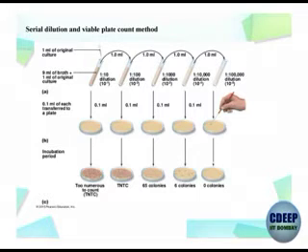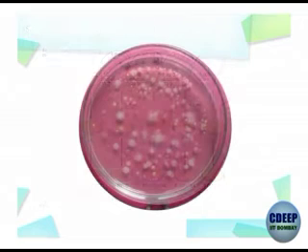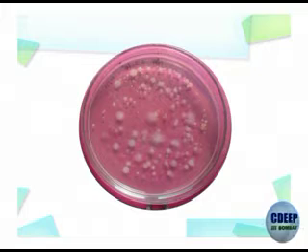For this reason, we just go on serially diluting it until you get a plate with a countable number of colonies. That is around 25 to 250. So once you do that, you can get a plate like this where you can isolate. There are isolated colonies. You understand what I mean? Isolated colonies and the completely adhered colonies.